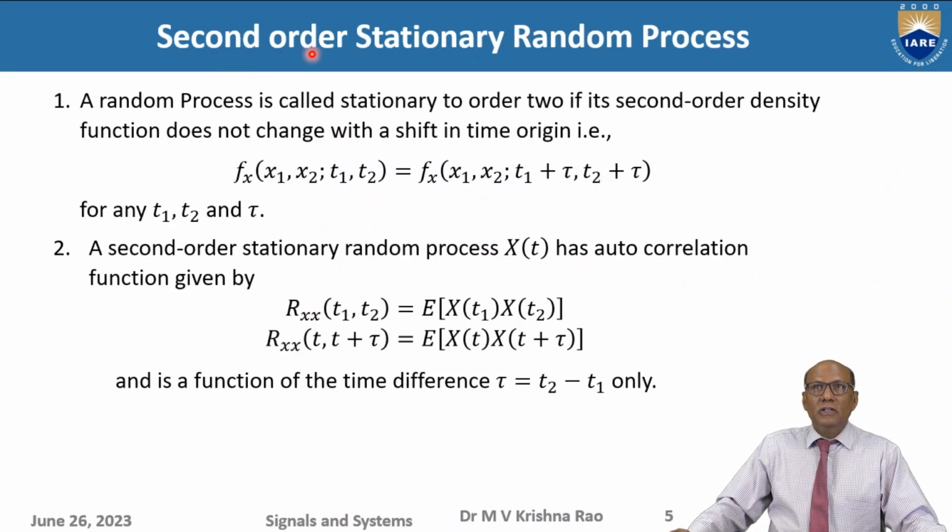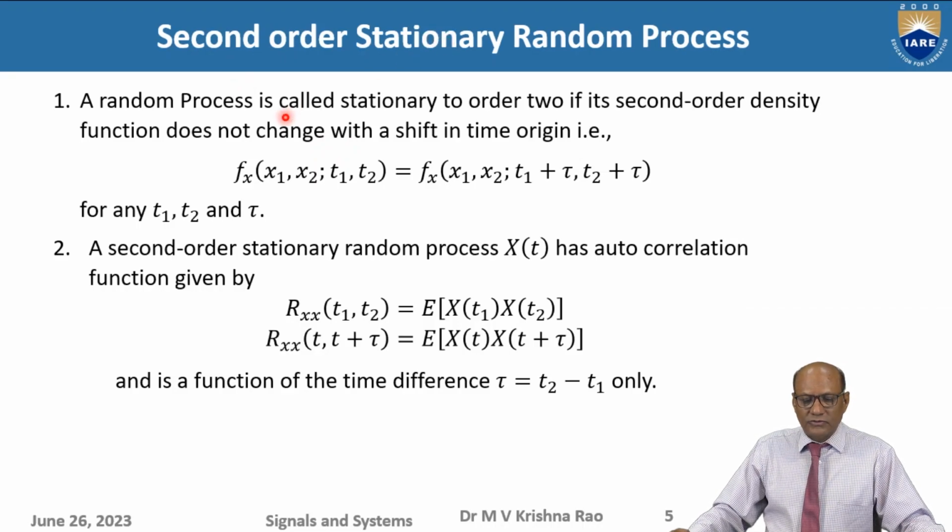Now let us move to the second order stationary random process. In this case, I have taken x1 and x2. x1 is from T1, x2 is from T2. That means at T1 I have one vertical slice, at T2 I have another vertical slice. This vertical slice I am calling x1, another vertical slice I am calling x2. Earlier I took them separately, now jointly I am taking the joint density function of these two. That is the second order density function I am taking here.